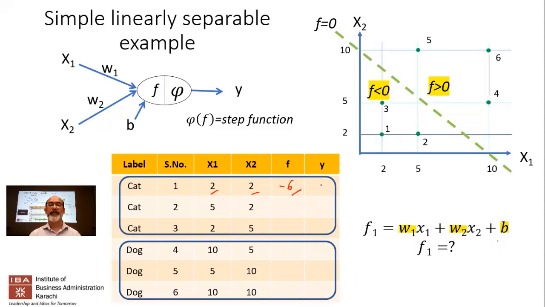-6. So this is going to be a 0, right? Because it's less than 0. What is this going to be? 5 plus 2, 7. This is going to be -3. 5 plus 2 minus 3. This is going to be 0 clearly.